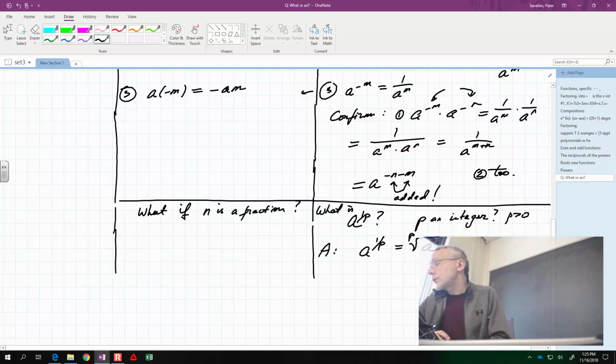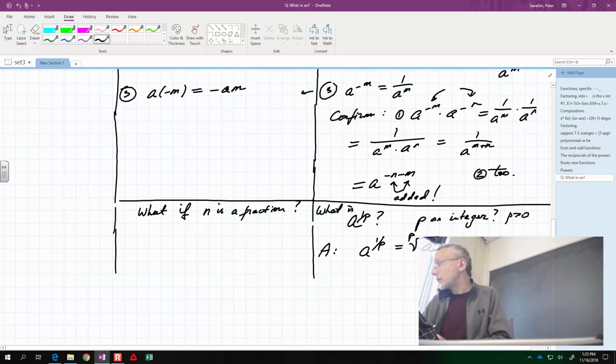Okay, so it seems to come from nowhere, but if you look at those rules that still have to be satisfied. Whatever we do, the main goal is that we want those two rules to be satisfied as before. So that explanation is forced by that requirement.